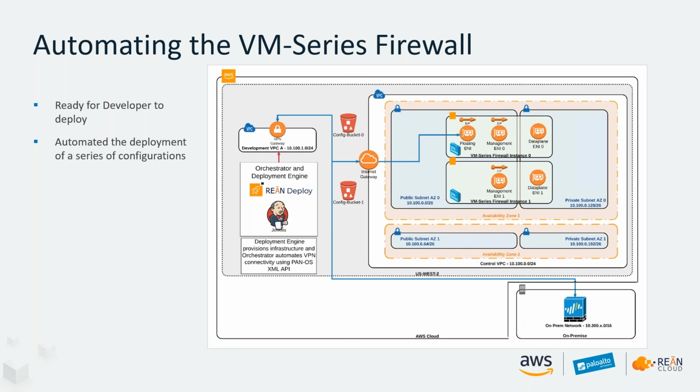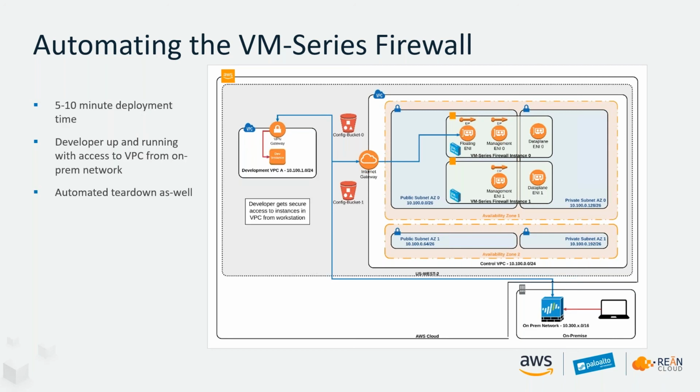So now we turn them loose and let them start deploying these environments. Frankly, they were able to spin these up in between 5 and 10 minutes. That was really the power of automation to pull that together. And because everything was flowing through the control VPC with the VM series there, we were providing a very robust, secure solution.